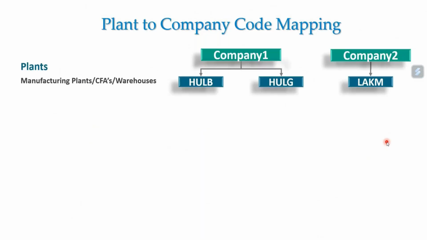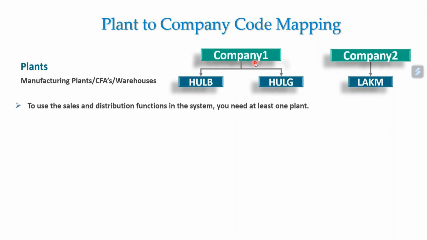What you do is you do a plant to company code mapping. If you have many companies in the system, you will have many plants, and your plants will be mapped to the company code. You cannot do sales and distribution without having a plant. You need to have at least one plant to do your sales and distribution processes in the system. At least one plant.